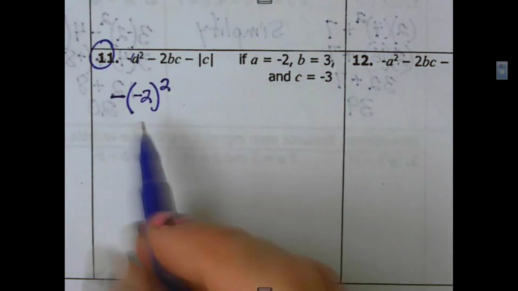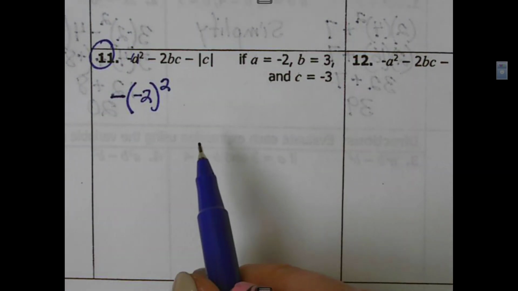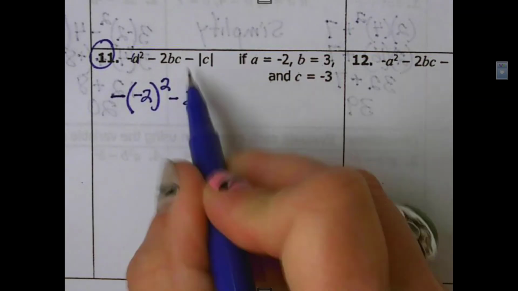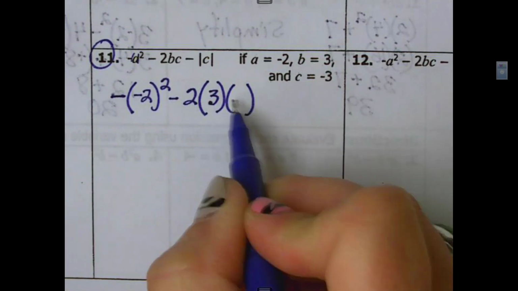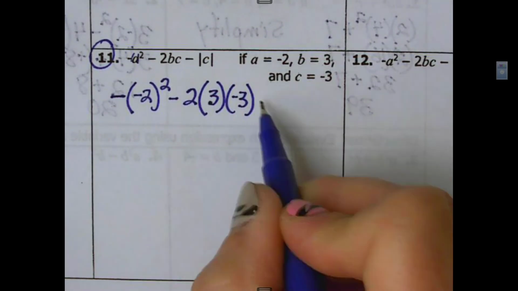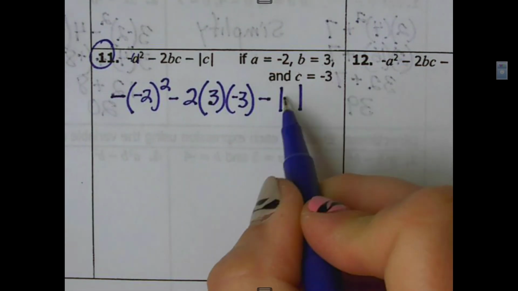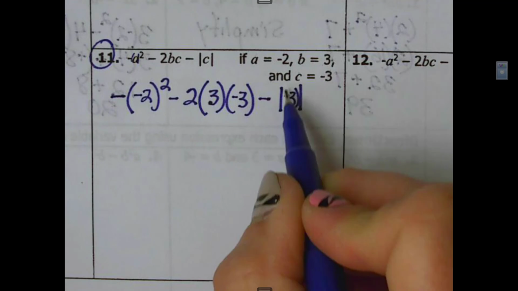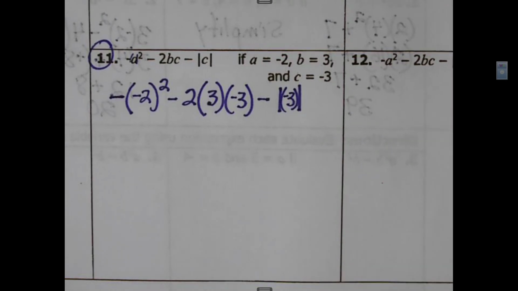So this step is probably the most important step, is that you get everything substituted in correctly and you get those parentheses in place. -2, parenthesis for b, 3, parenthesis for c, -3, minus, and then c is -3. Okay, that's a lot of parentheses going on there. So we just break it down step by step.